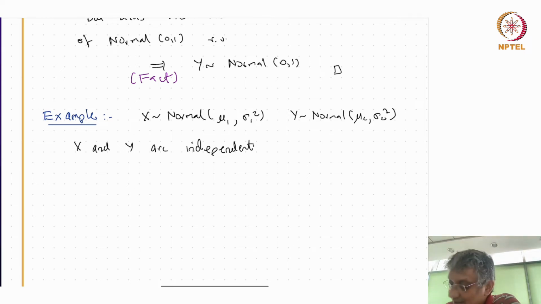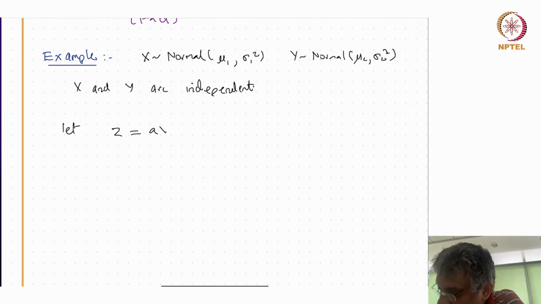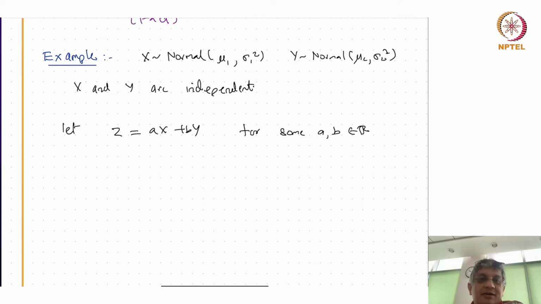Once you have this, the first thing you observe is that m, let's look at the random variable z. Let z be equal to ax plus by for some a and b in R. So I'm just going to take a linear combination of the two normal random variables. Now, if I take m sub z of t, that's going to be equal to what now?